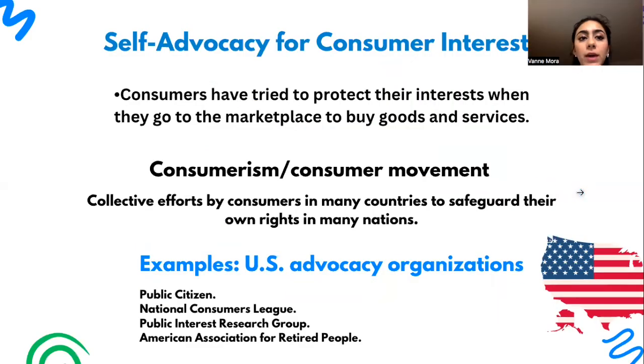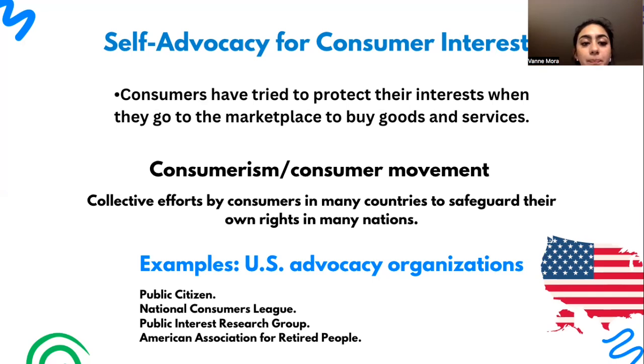Okay, let's continue. Then we have self-advocacy for consumer interests. As long as there have been stores or businesses, consumers have tried to protect their interests when they go to the marketplace to buy goods and services. As I mentioned before in the graph, consumerism is a collective effort by consumers in many countries to safeguard their own rights. A good example of this is U.S. advocacy organizations. They all work together in order to ensure the safety of consumers.